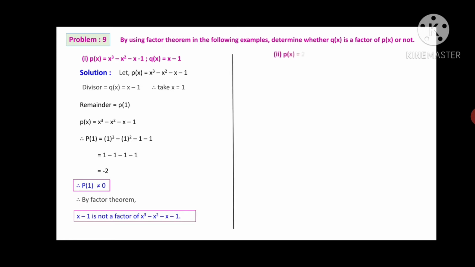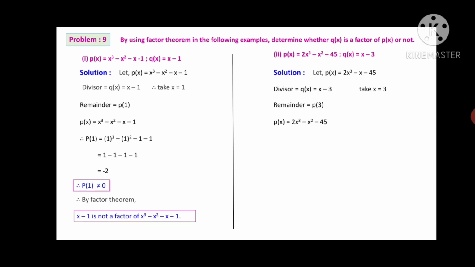Let us see one more problem, that is P of x is equal to 2x cube minus x square minus 45 and Q of x is equal to x minus 3. Friends, let here P of x is equal to 2x cube minus x square minus 45. Therefore, we can write here that divisor is Q of x, which is equal to x minus 3. Therefore, x minus 3 is equal to 0 means x is equal to 3. We have to take remainder as P of 3. Therefore, P of x is equal to 2x cube minus x square minus 45.